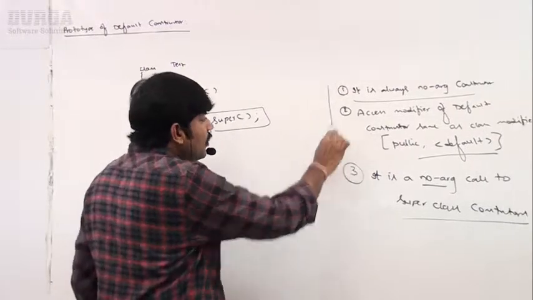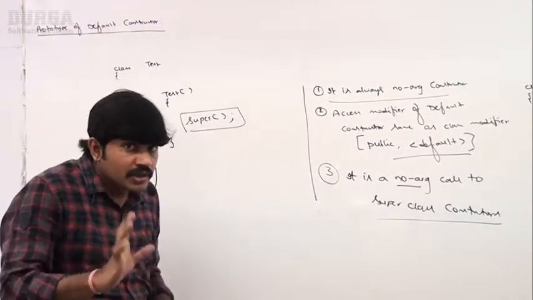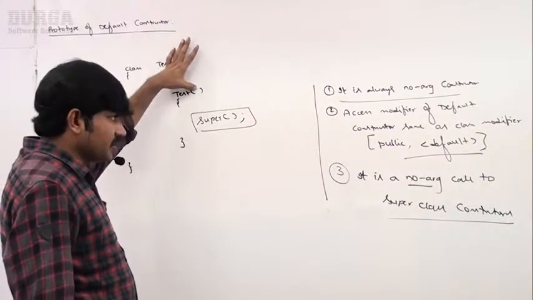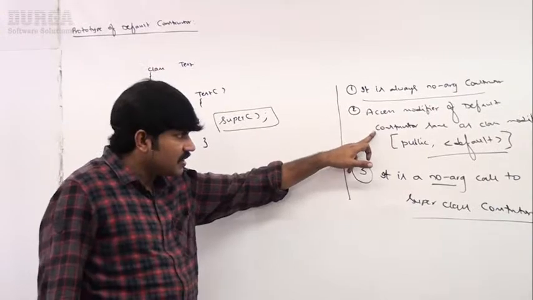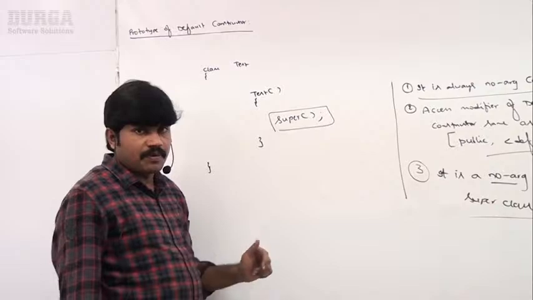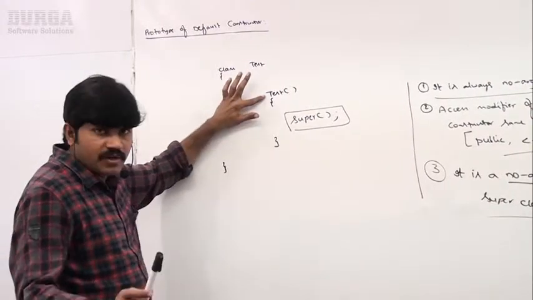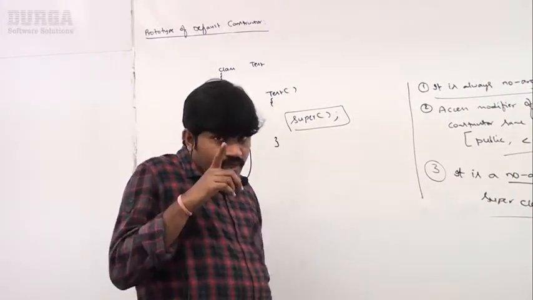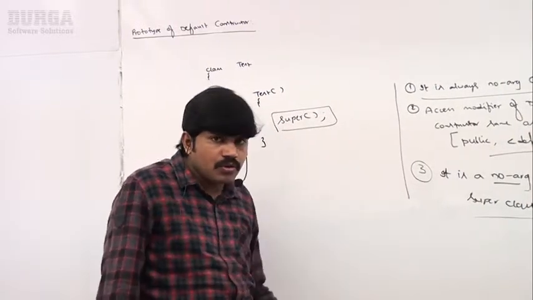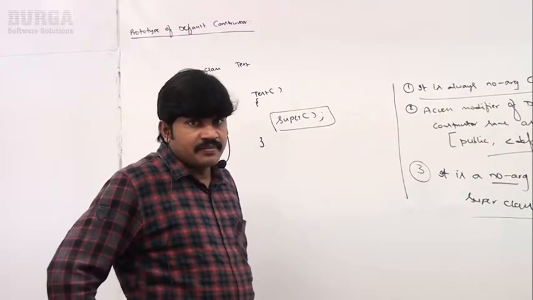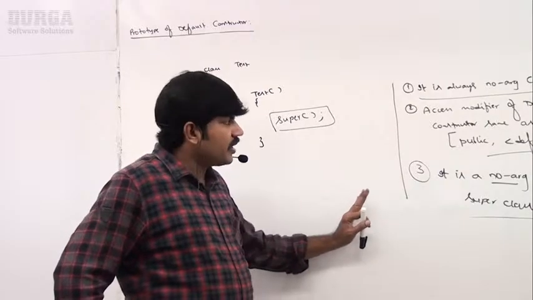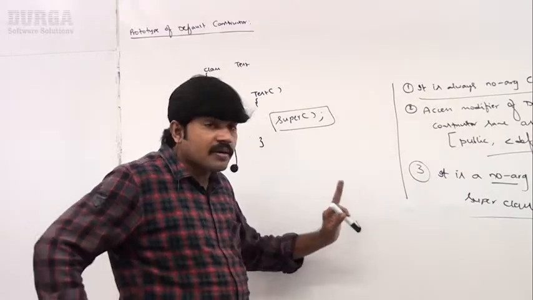So in total, how many rules are there related to the default constructor prototype? What is the first rule? It is always a no argument constructor. The access modifier of the default constructor is the same as the class modifier. If the class is public, the default constructor is public. If the class is default, it is default. The default constructor contains only one line. What is that line? Super. It is a no argument call to the superclass constructor. Any doubt? That's all. This is what you should be clearly aware of.